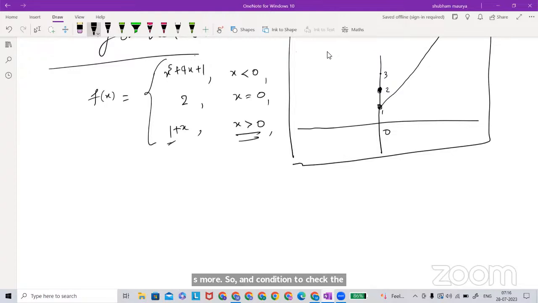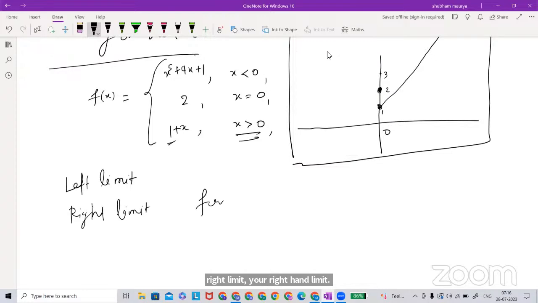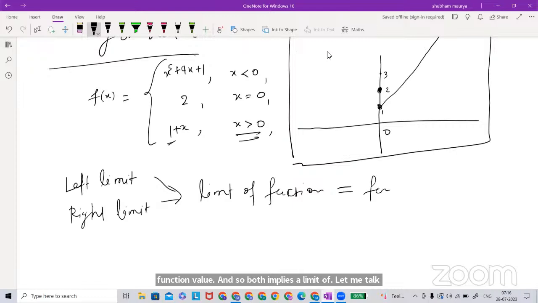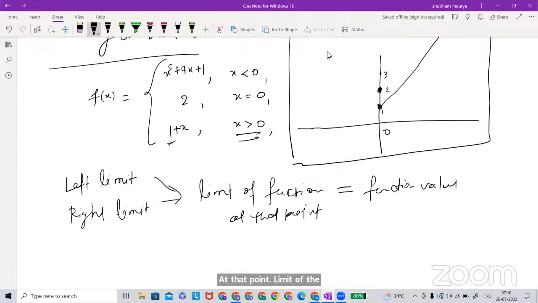Before reaching that, we have the left limit. What is the left limit? I will tell you. The right limit, or right hand limit, and the function value. Both imply the limit of the function. And if this is equal to the function value at that point, the limit of the function at that point should equal the function value at that point. Correct?